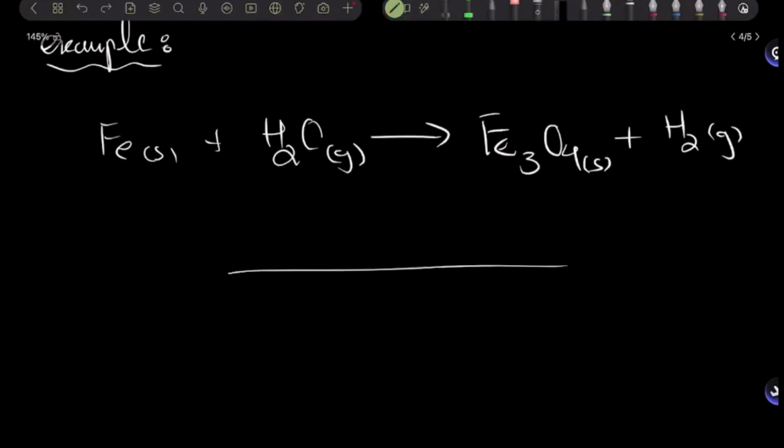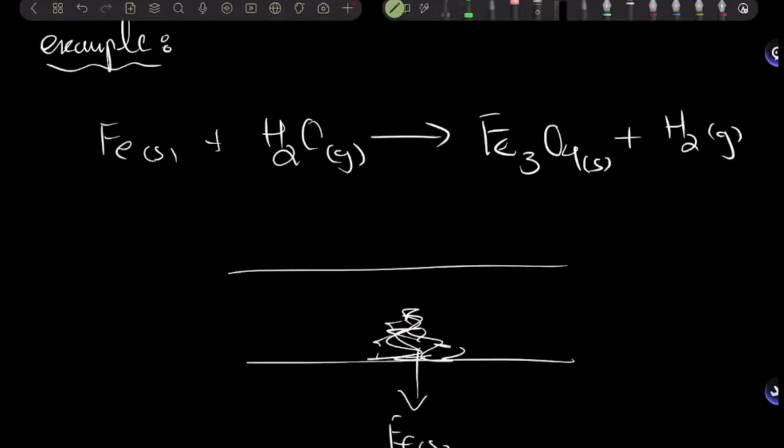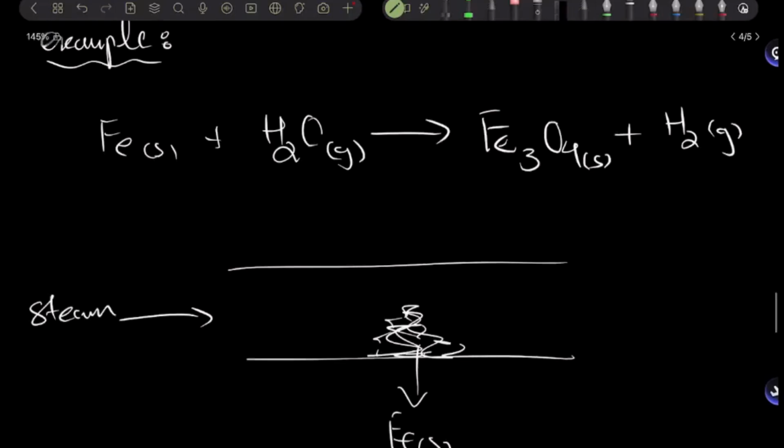Because the way I'm conducting the experiment is that I had iron solid over here. This is my Fe solid. This is a glass tube that is open from both sides. From this side, I'm inserting steam, that is H2O gaseous. This is the reactant. This is also the reactant in this equation for the forward reaction.